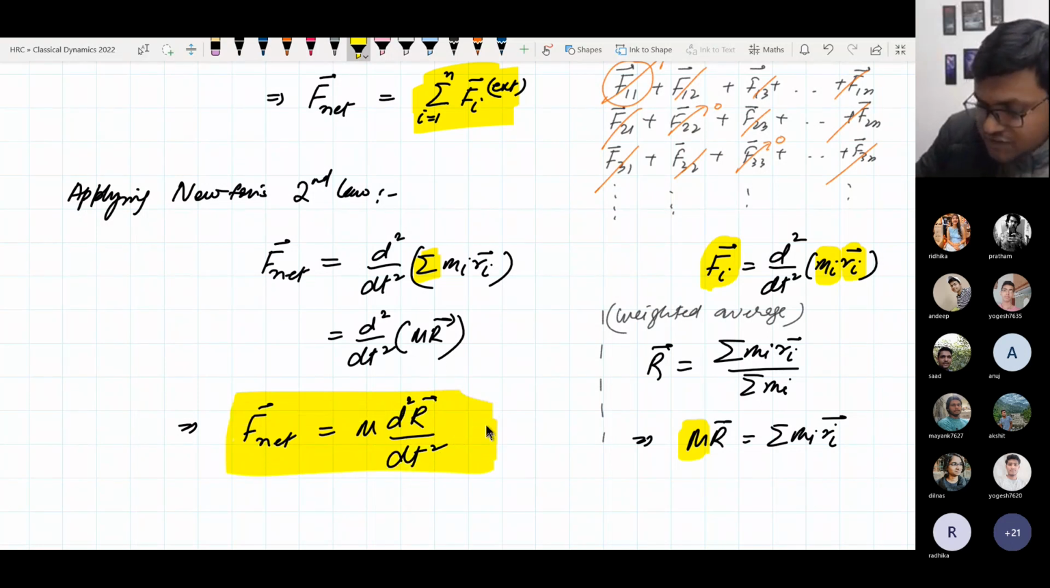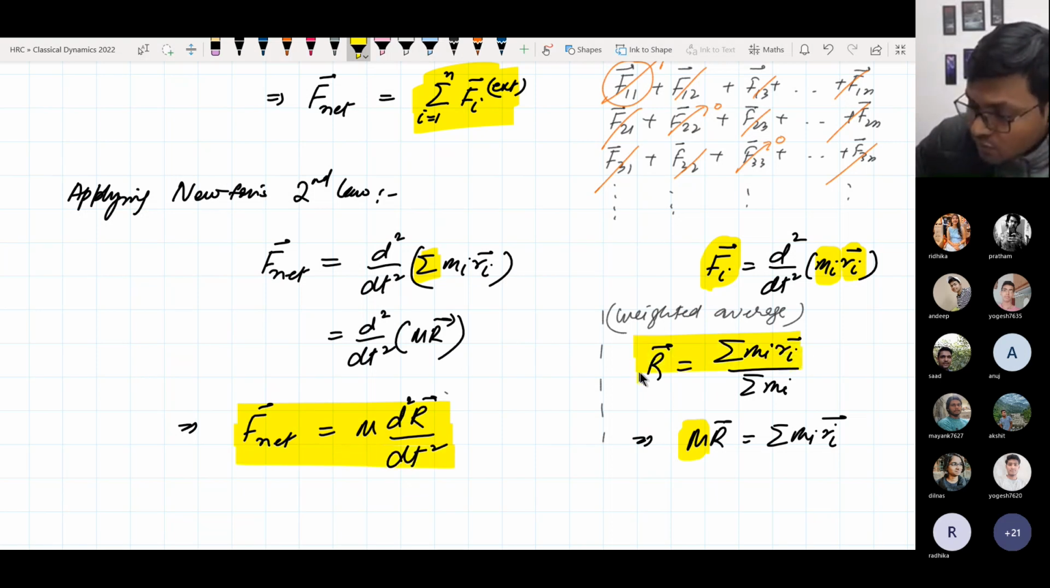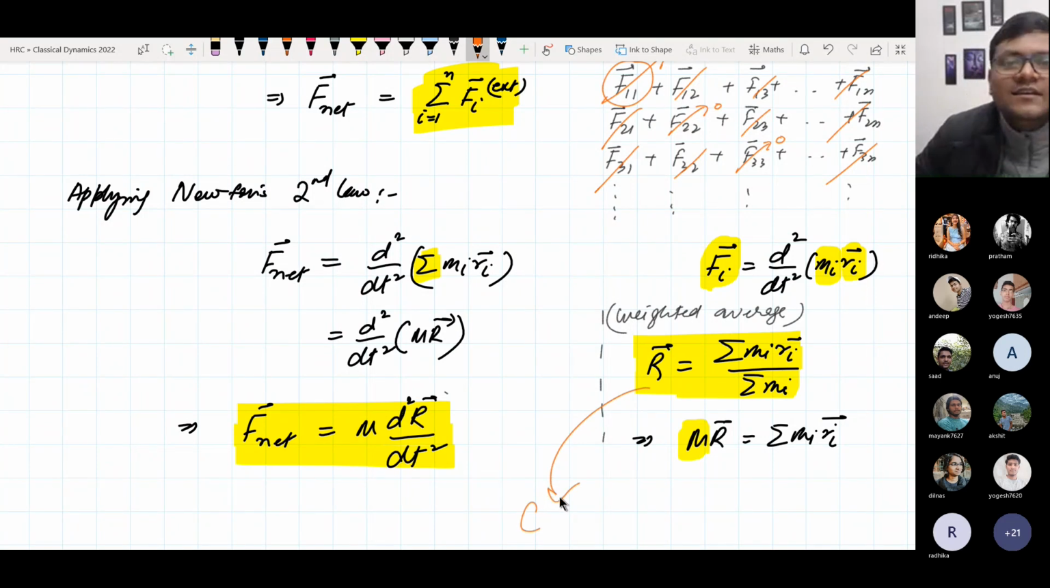This is Newton's second law for a system of particles, where M is the total mass of the system and R is some kind of a trajectory, which is the weighted average of all the trajectories of all the particles in that system involved. And this is given a very special name, which is known as center of mass. It's called center of mass. Very good.